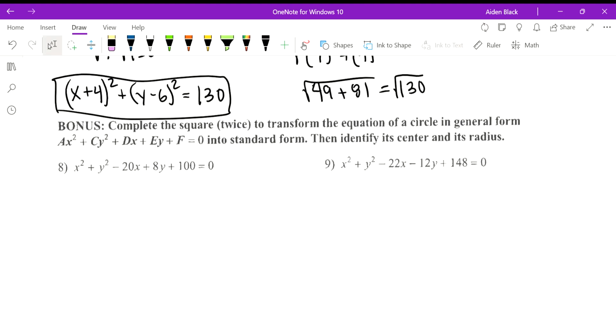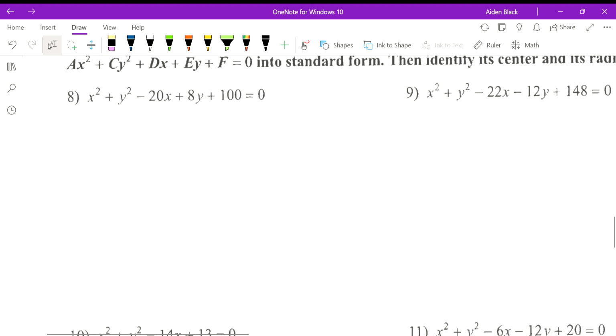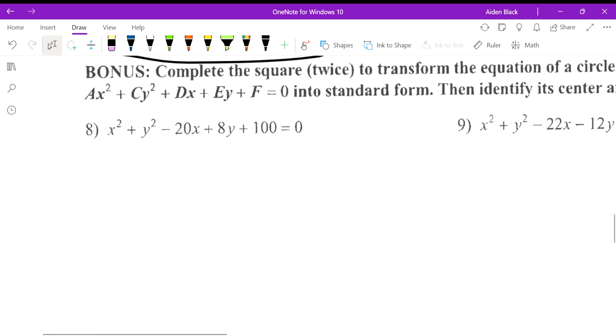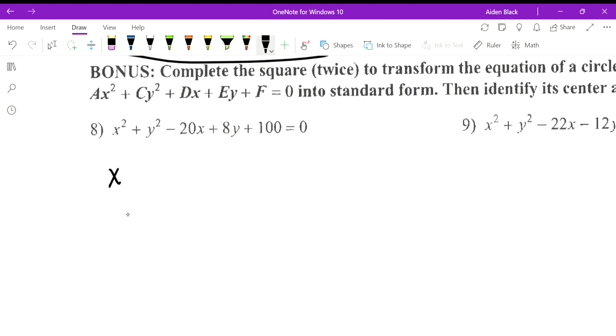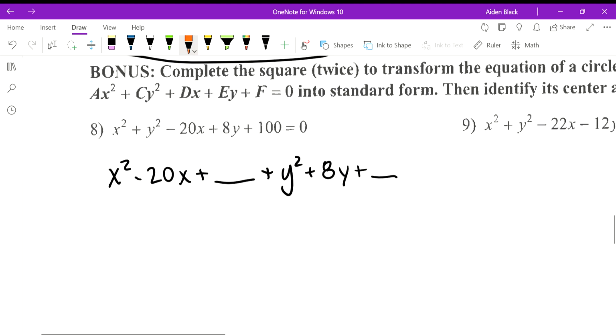Alright, this says complete the square twice to transform the equation. Okay, so these are written in general form. We need them in standard form so we can identify the radius and its center, the center of the circle. So we have to group the x's together, as I taught this in class, make a space, group the y's together, and make a space so we can add something. And then while we're at it, let's subtract 100 from both sides. Remember, if I added something on the left side, I got to add something on the right side.